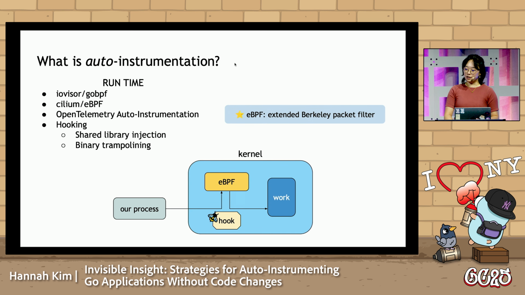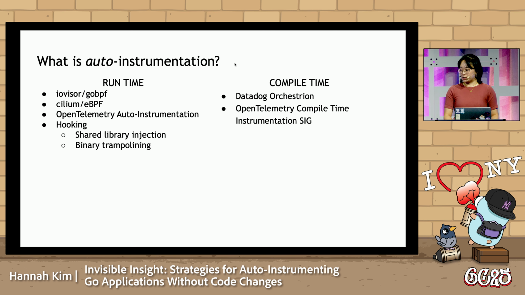An example of hooking that you might see is something called binary trampolining, which is basically when you reach a certain address in your code, it will jump you to a different address and then jump you back. And when you jump to a different place, that's when you're calling your eBPF code that will produce all of your traces. Okay. So compile time instrumentation.